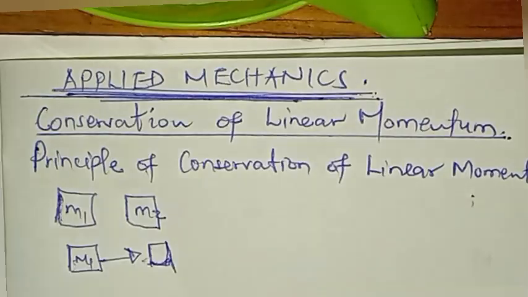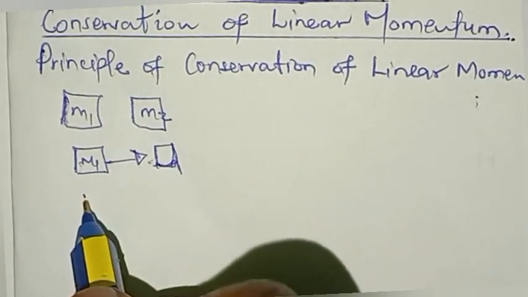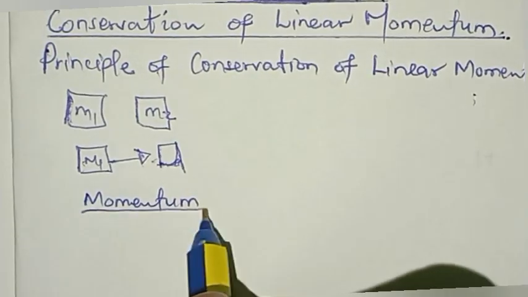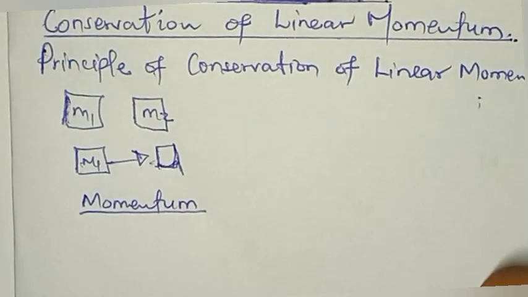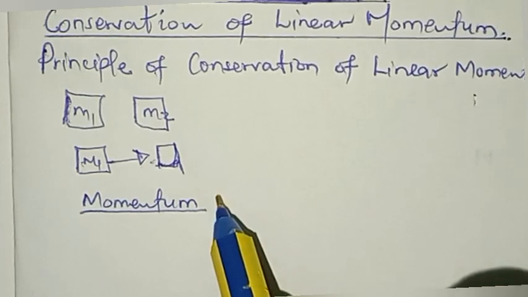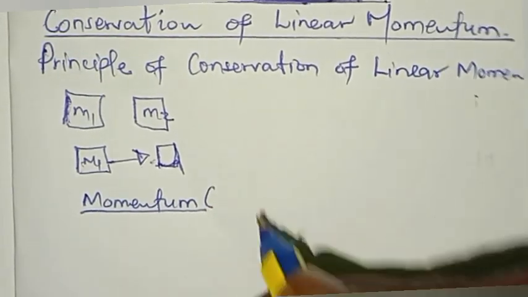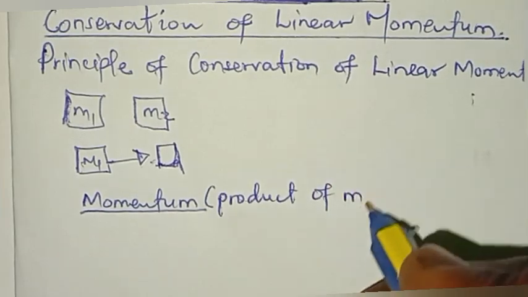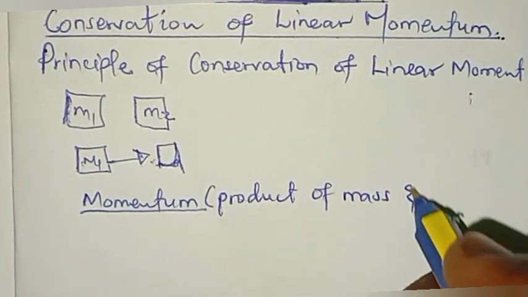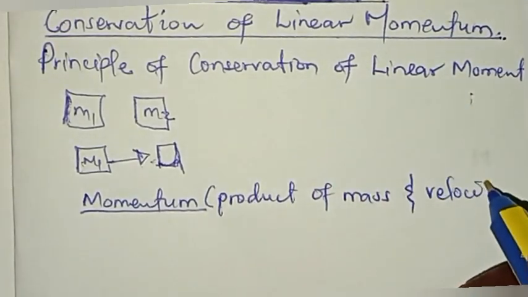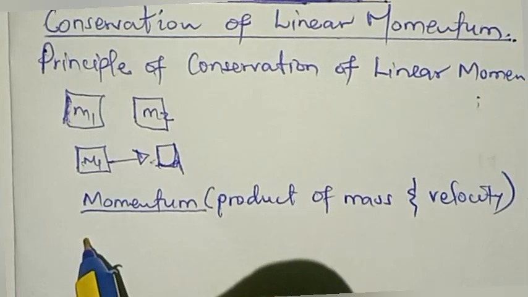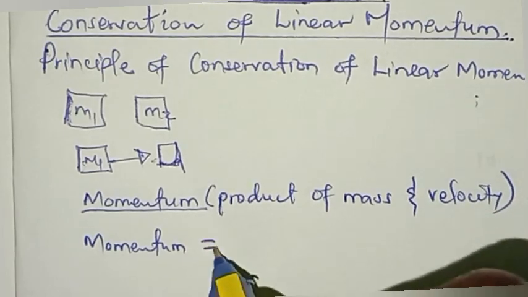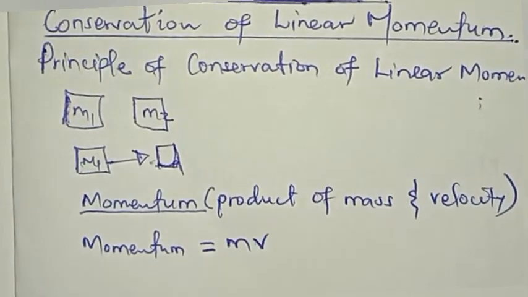And the formula of momentum is just the product of mass and velocity. That is a simple definition of momentum. So you can write momentum equals mass times velocity, mv.